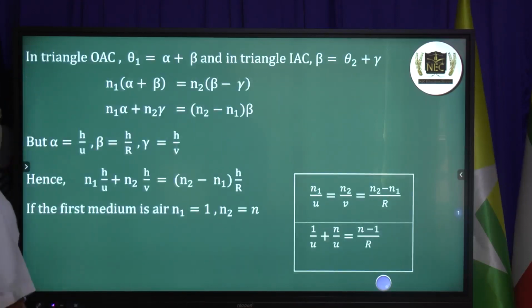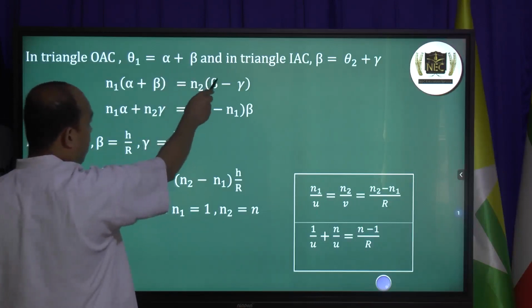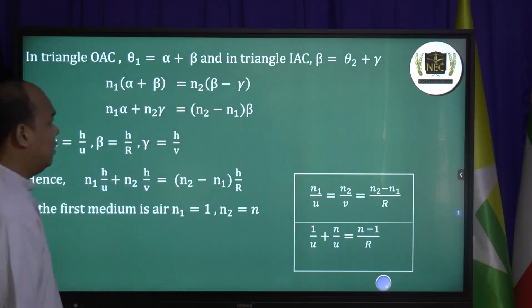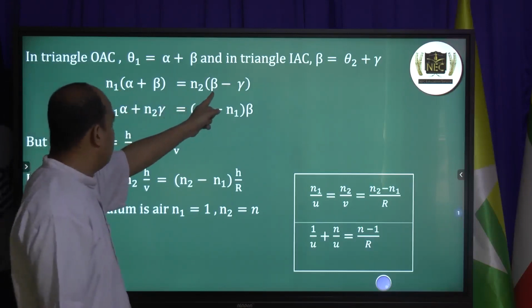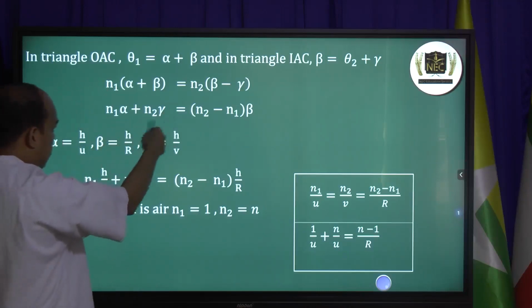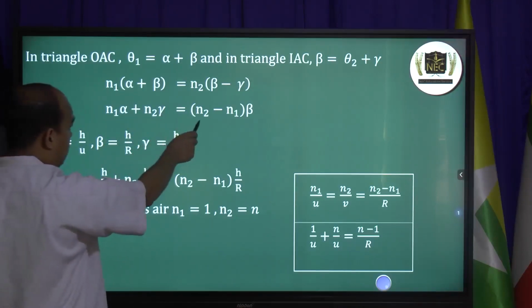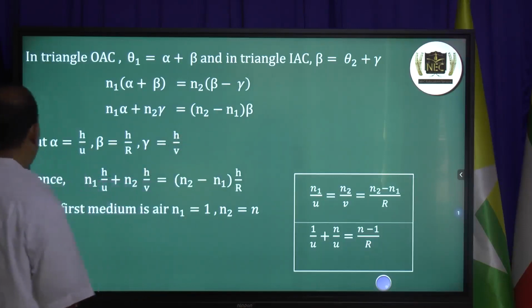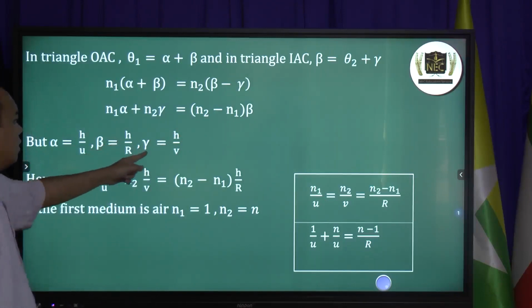From here, in triangle OAC, theta 1 equals alpha plus beta, and theta 2 equals beta minus gamma. Substituting, n1 alpha plus n2 gamma equals (n2 minus n1) beta, where alpha is h by u, beta is h by R, and gamma is h by v.